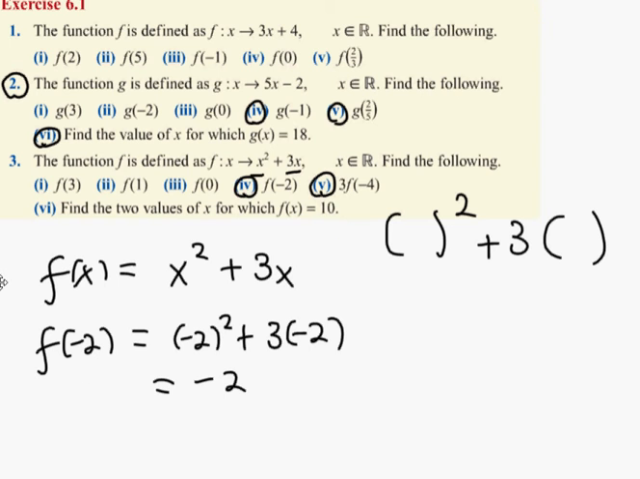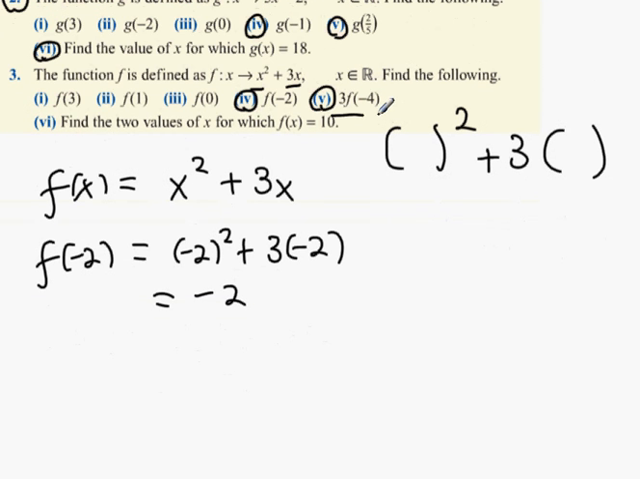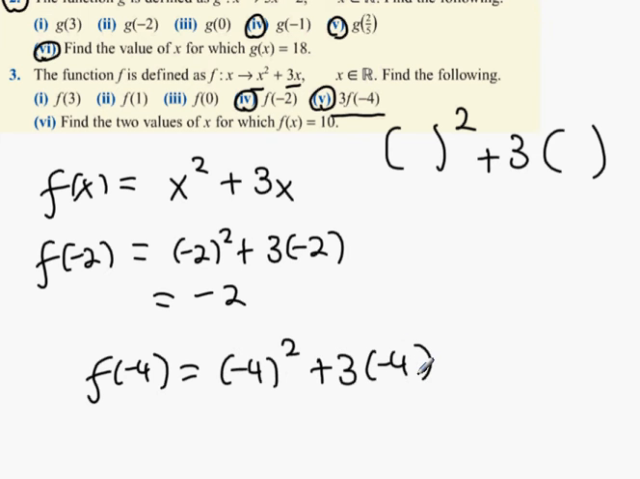Now, the next one's an odd one. Can anybody tell me what's so odd about the next one? Everybody see it? 3f of -4. Now that's weird. What's weird about it? The 3 in front of it, okay? Let's pretend the 3 isn't there for a second. Would it be really weird now if the 3 wasn't there? No. Okay, so let's just pretend the 3 is not there for a second. -4 squared plus 3 times -4. Is everybody happy with that? Yeah. And we're going to get 16 minus 12, which is 4.